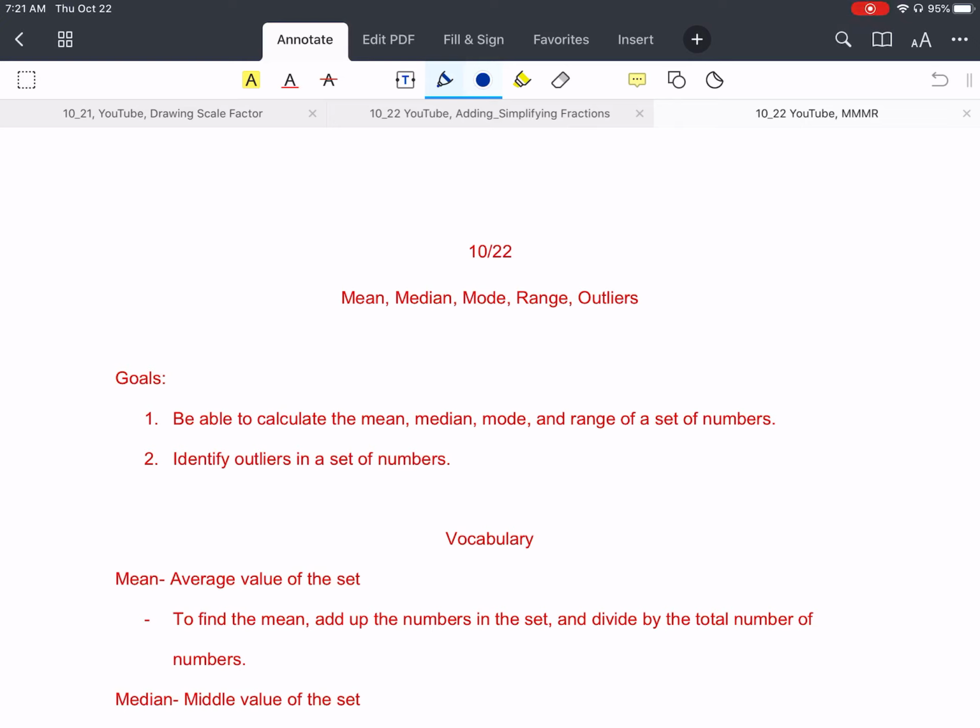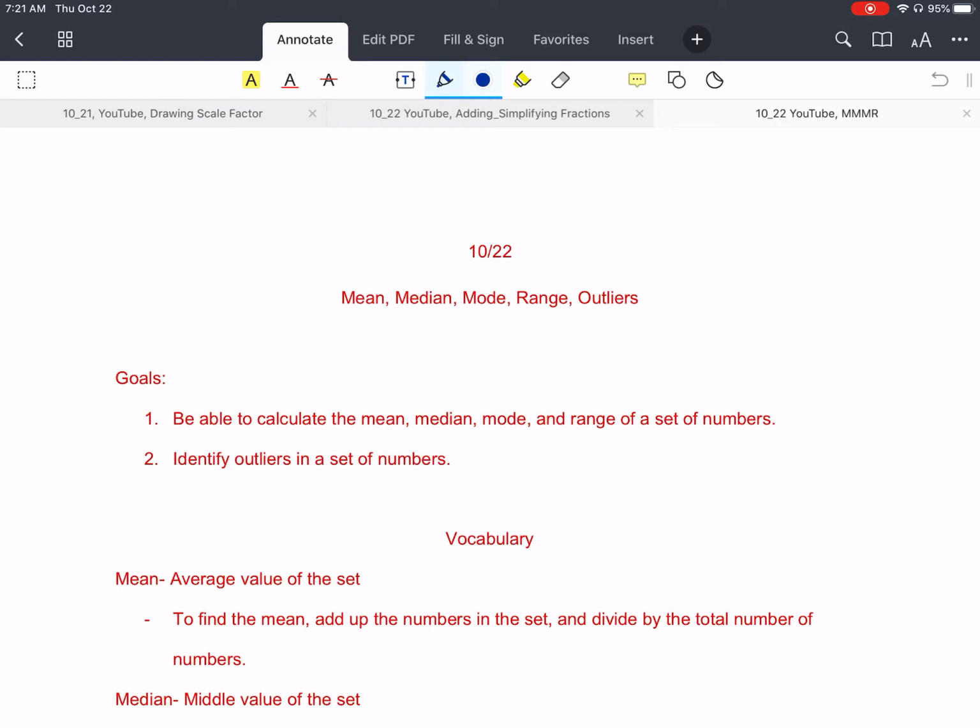Hey, 7th grade. We are moving on to a quick little lesson that for a lot of you could be review, but I know this was supposed to be covered at the end of 6th grade, so this is either a great chance to review or something that is brand new. So we are going to be given a set of numbers and find the mean, median, mode, range, and outliers. And this is definitely a concept that you will want to use a calculator for.